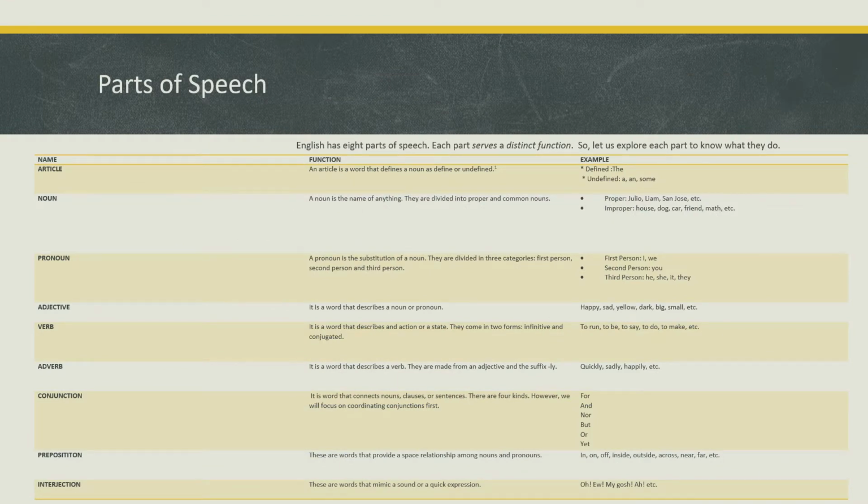So the first one that we're looking at is the article, and the article defines a noun as defined or undefined. That means something that is very specific or something that is very general. For example, a dog is undefined because it refers to any generic animal. The dog is defined because it talks about a very defined animal.